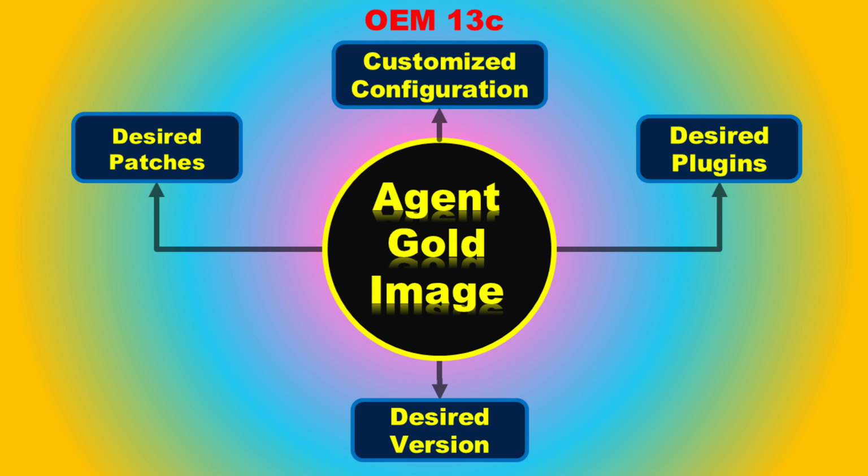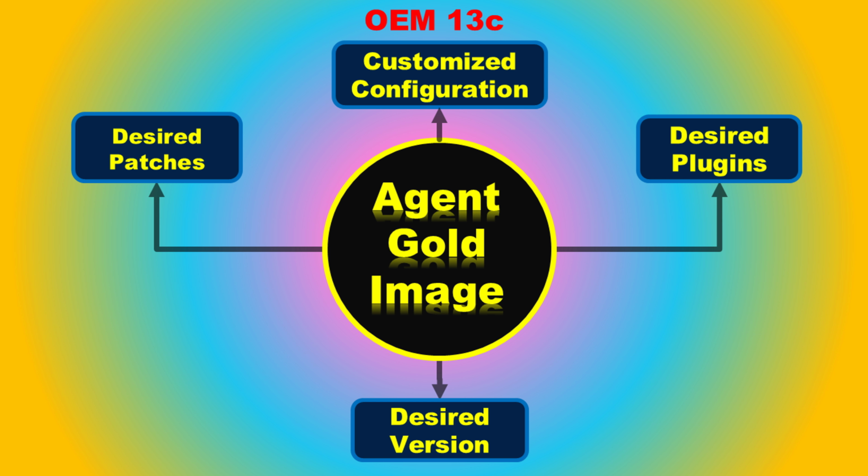So, what is an agent gold image? An agent gold image is an ideal state of a management agent software managed by Enterprise Manager. You can create an agent gold image with customized configuration of the desired versions of the management agent software, desired versions of the monitoring plugins, and desired patches. An agent gold image version is created by an Enterprise Manager administrator using a live reference management agent that is thoroughly tested and found to be working fine, which is called a base agent.